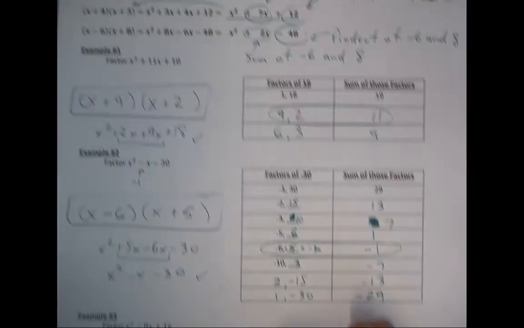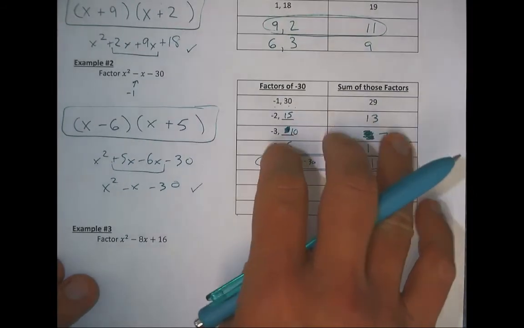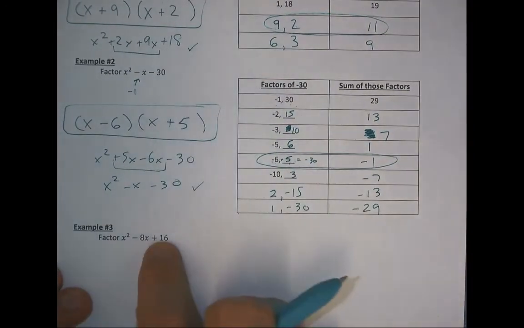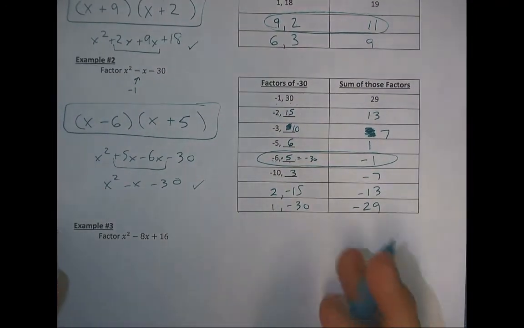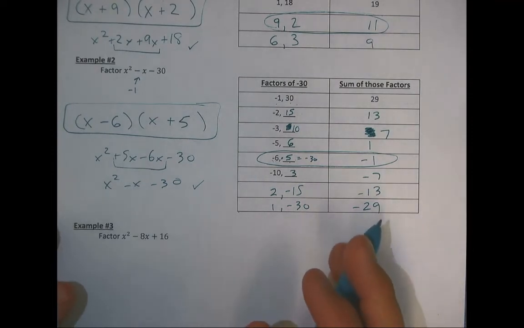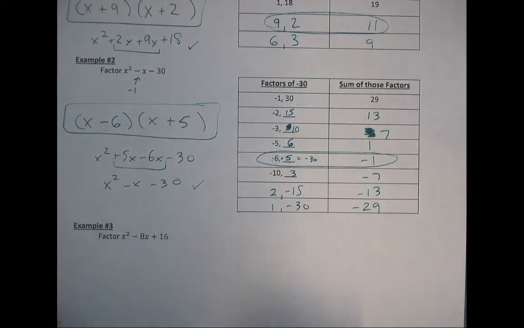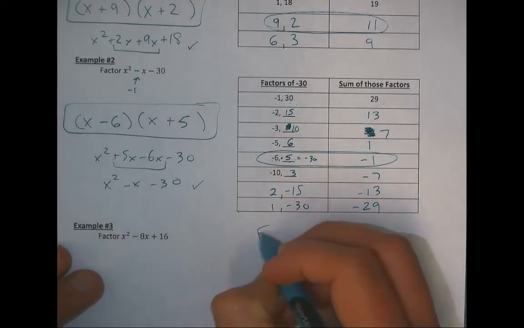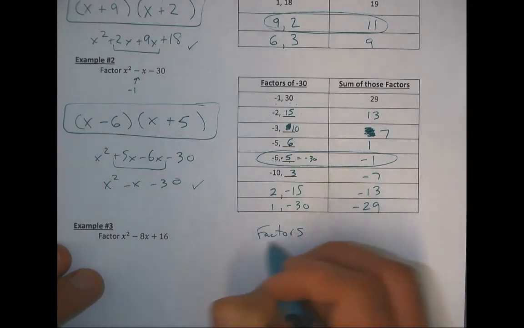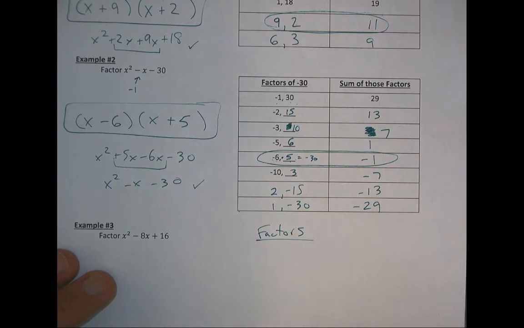All right, let's try one now without the nice little table set up for us. So looking at this, where do I start? As soon as I give you one of these on the homework, where do I start? What do I do? So you're going to look at the 16 and you're going to start thinking of factors, things that multiply into 16. And you can list them out for now.